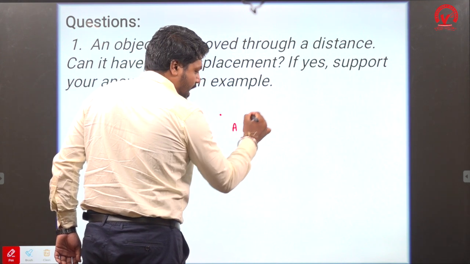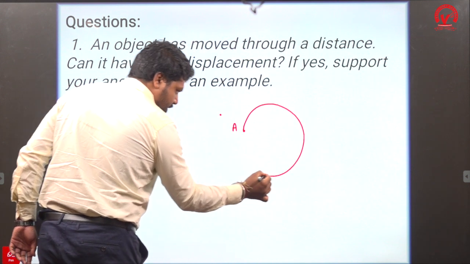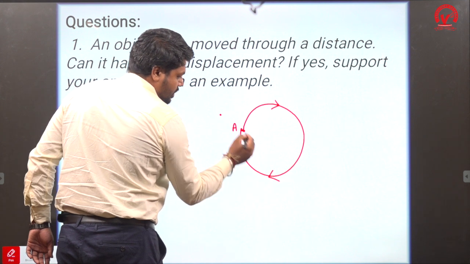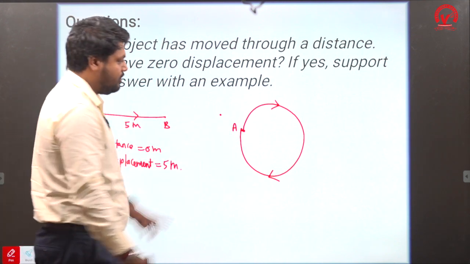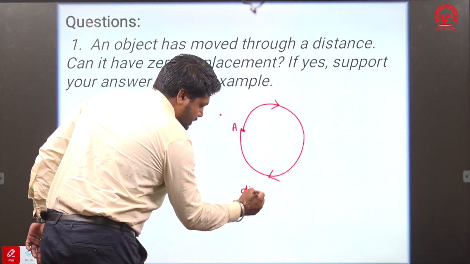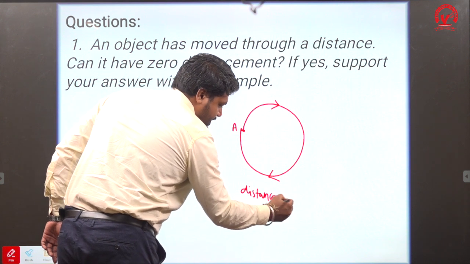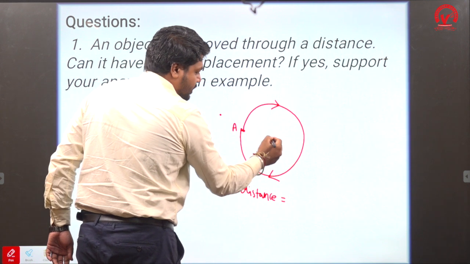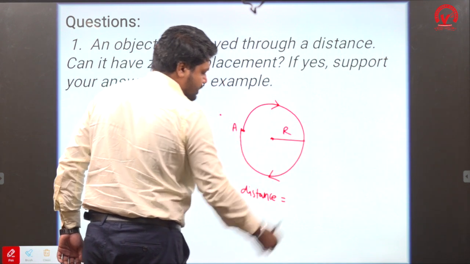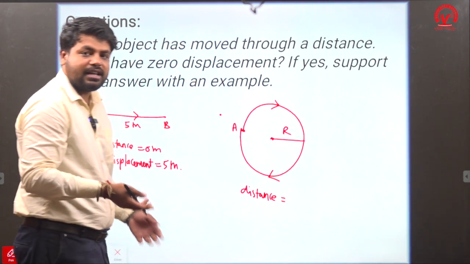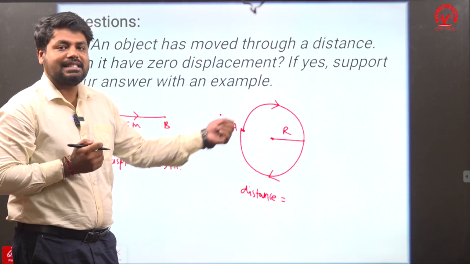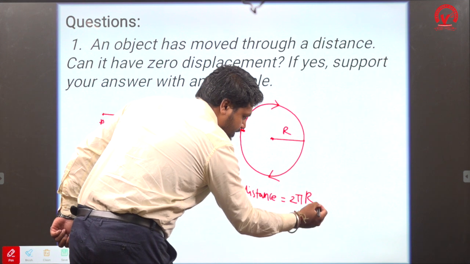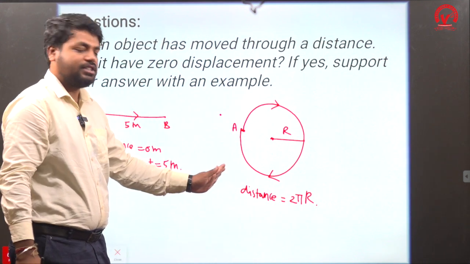But in this case, see here, now the particle starts from this point A and revolves around a circle, and finishes at the same point A. So what is the distance here? Distance is the actual path, how much path it has travelled. If we consider this is the radius of the circle, then the circumference of the circle, the perimeter, gives you the distance travelled by the particle. So the distance travelled will be 2 pi r, a very, very important application.